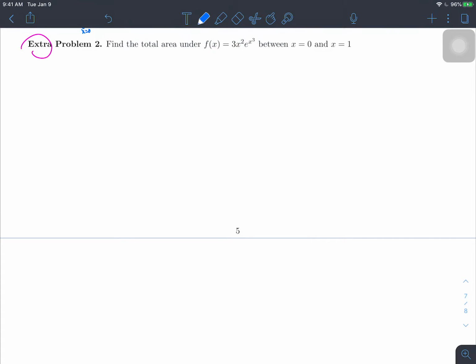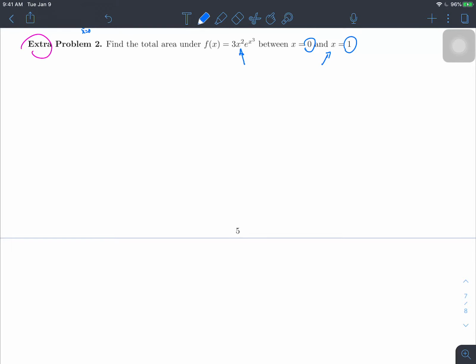Okay, so we want to find the total area underneath the function f of x equals 3x squared e to the x cubed. Now let me ask before I start. If x is between 0 and 1, is there any part of this function which lies beneath the x-axis? Are there any x values between 0 and 1 such that when I plug them into the function f of x I get a negative number? That's my question.